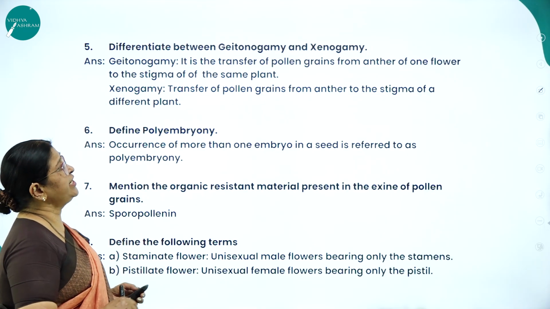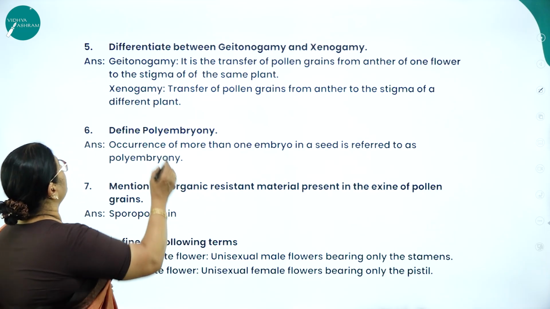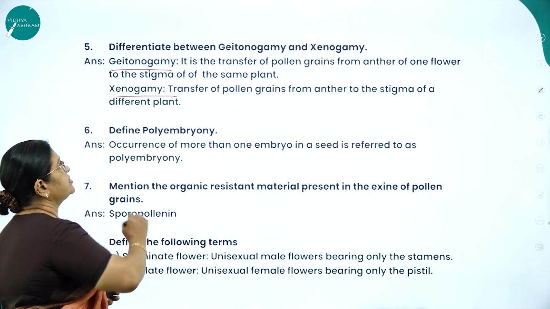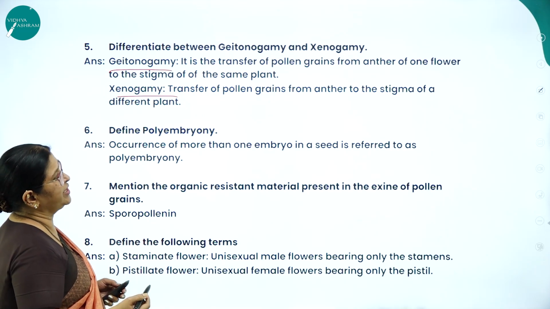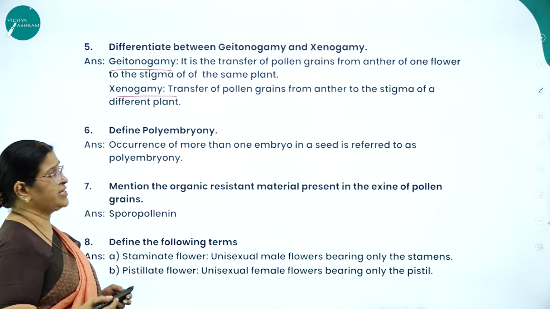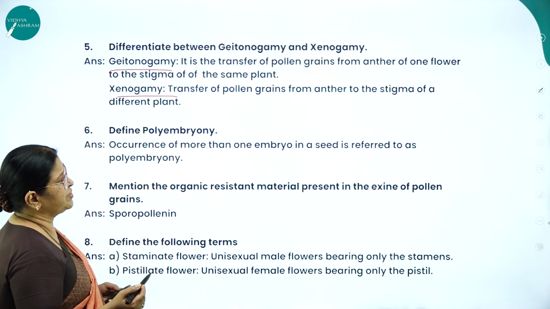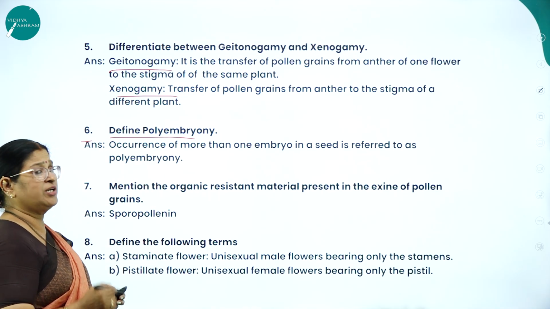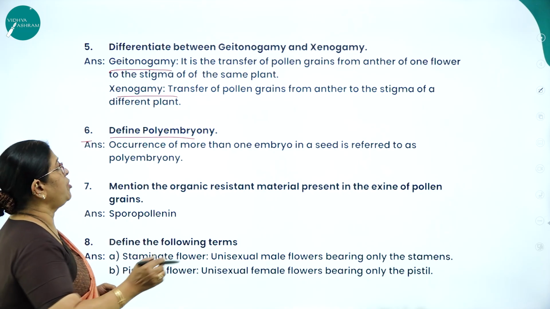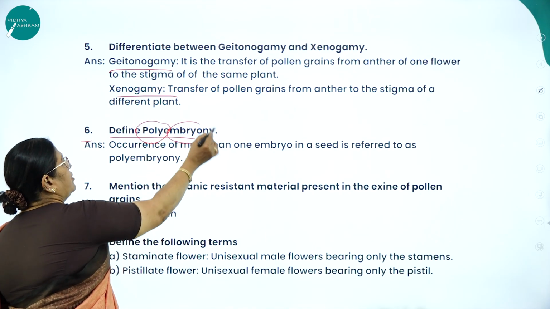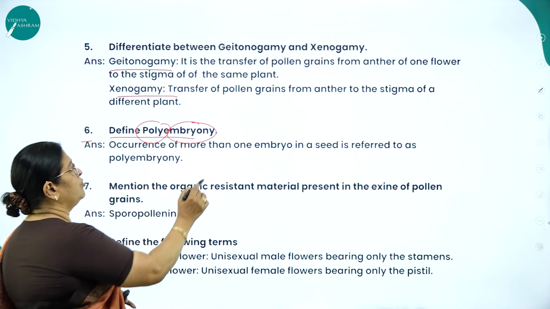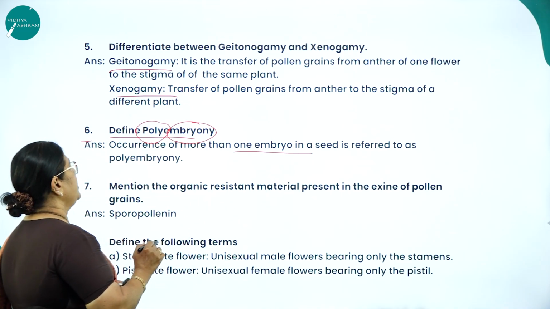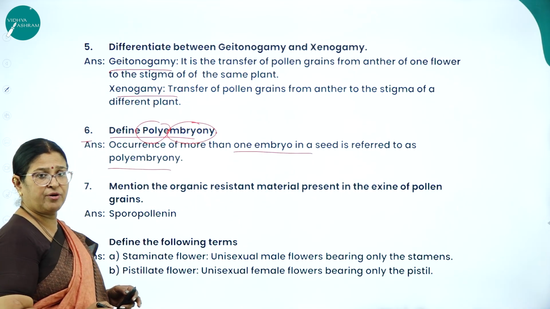Next, differentiate between geitonogamy and xenogamy. Already explained. Geitonogamy is the transfer of pollen grains from the anther of one flower to the stigma of another flower of the same plant. Xenogamy is the transfer of pollen grains from anther to the stigma of a different plant. Define polyembryony. What is polyembryony? Poly means many. Embryo. So the occurrence of more than one embryo in a seed is referred to as polyembryony.